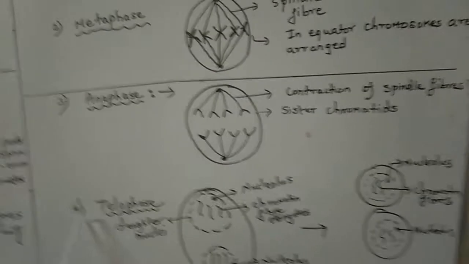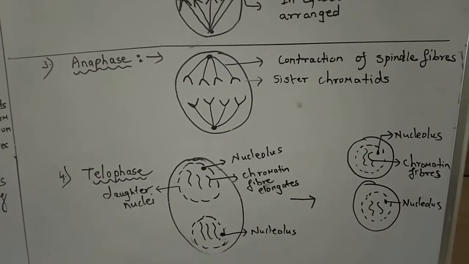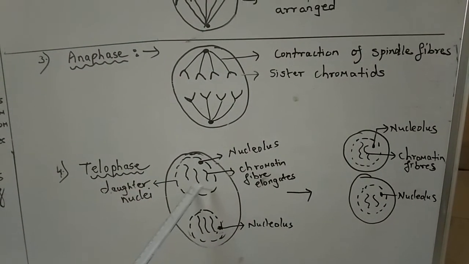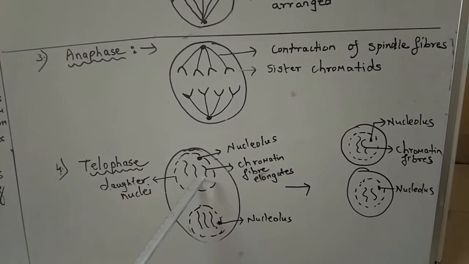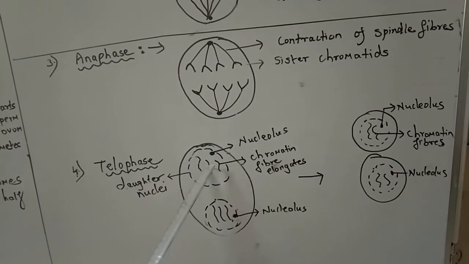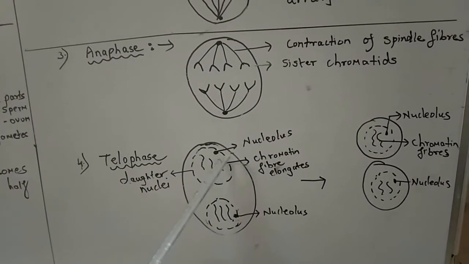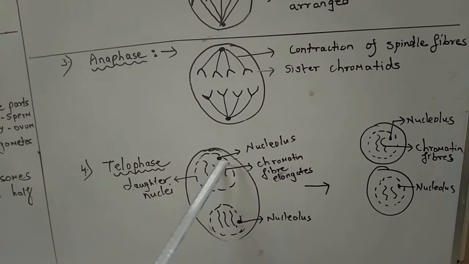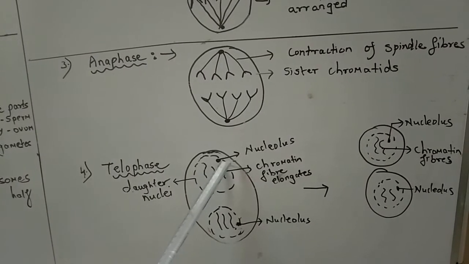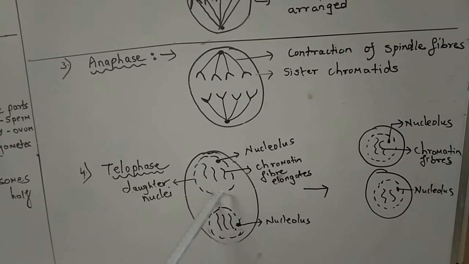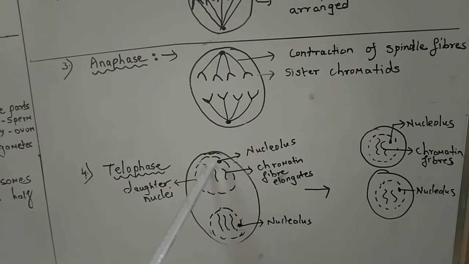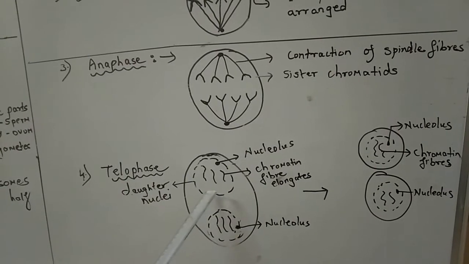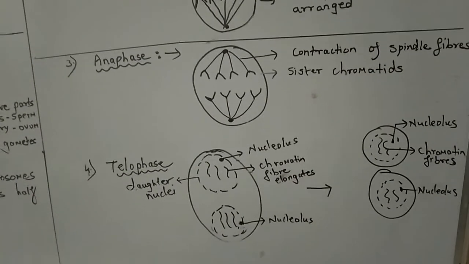And the last phase is called telophase. In telophase, what will happen? These chromatin fibers will elongate again, and they will come to the poles, North Pole and South Pole. Again there will be formation of the nuclear membrane, and again the nucleolus will be formed over here. So this type of division will be called karyokinesis. Now here the karyokinesis finishes, and the next step is called cytokinesis.